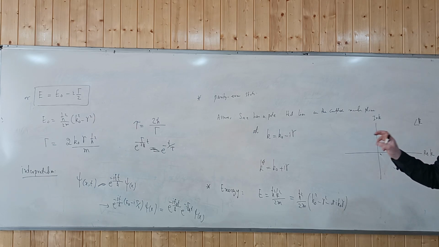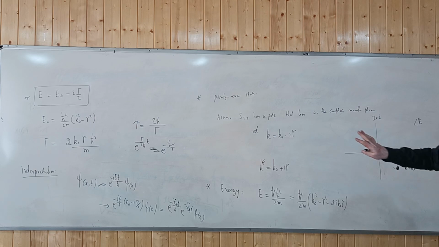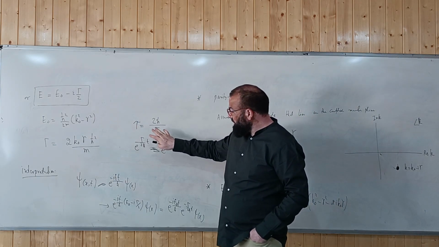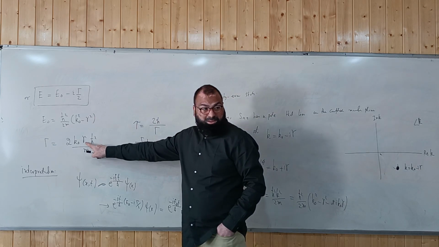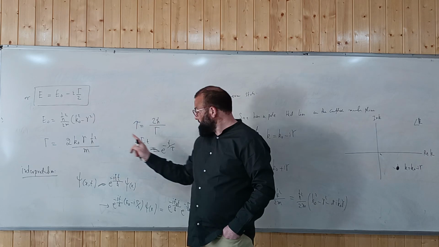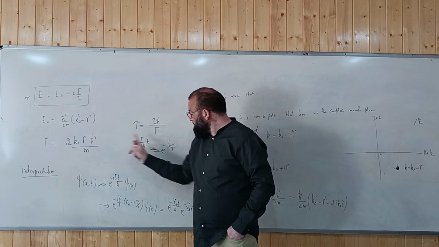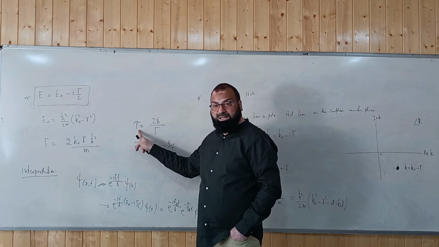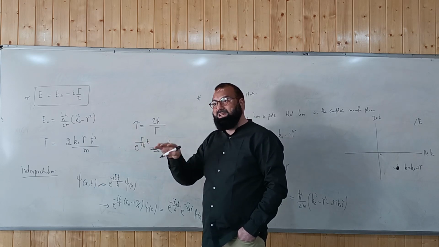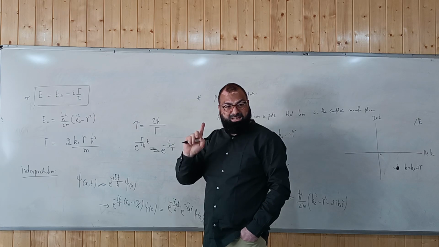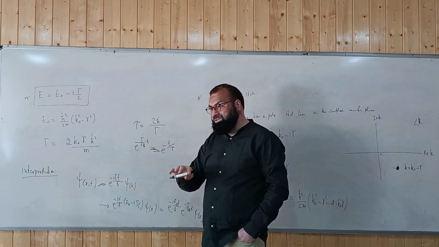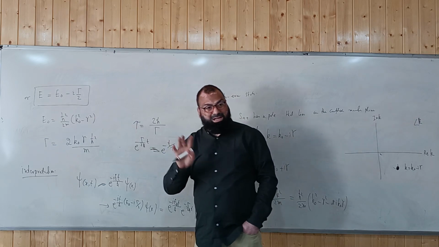Now let's say if this gamma is small. If this gamma is very small, let's say this gamma approaches 0, then this becomes infinity. Clear? So what is the lifetime of the stationary states? It is infinity. So a particle in a given stationary state will always stay there.